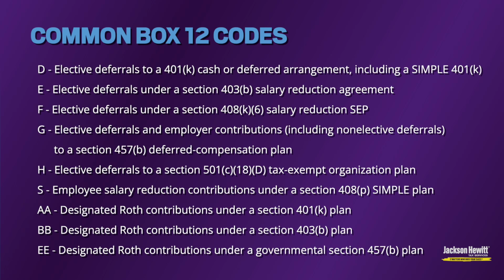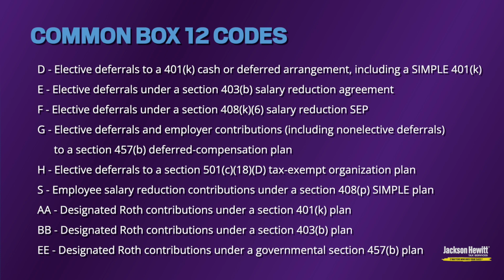H represents 501c18d contributions and are elective deferrals to a Section 501c18d tax-exempt organizational plan, included in the wages, tips, comp amount in Box 1. S represents 408p, simple contributions, and are deferrals made under a simple IRA plan. AA represents Roth contributions and are for designated Roth contributions under a 401k plan. BB represents Roth contributions and are for designated Roth contributions under a 403b plan.